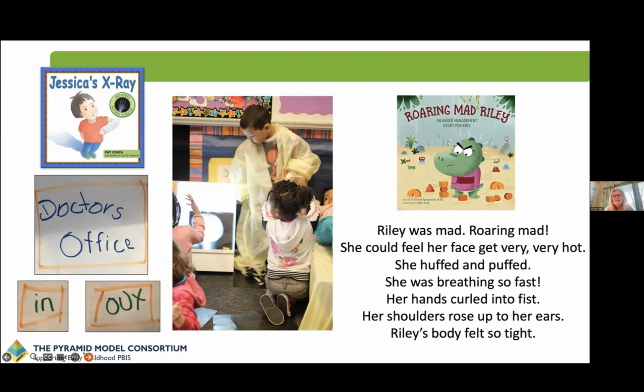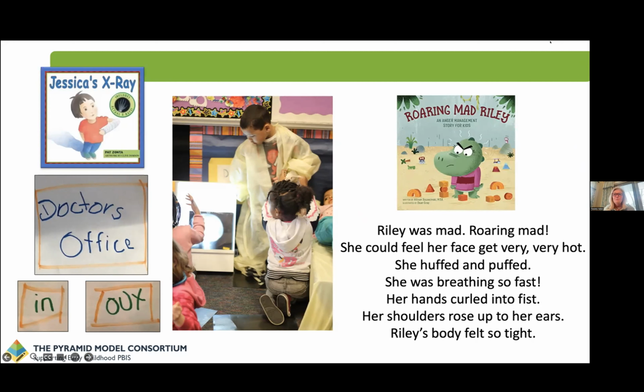Another thing, just think about children's books that you have, and ones that really show a character feeling a certain emotion where you can really see what they're doing. In this one, a lot of people have the Roaring Mad Riley book, and it talks about Riley. Riley was mad. She was roaring mad. She could feel her face get very hot. She huffed and she puffed. She was breathing so fast. Her hands curled into fists. Her shoulders rose up to her ears. Riley's body felt so tight.